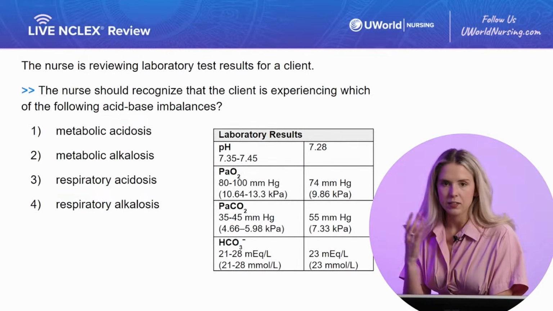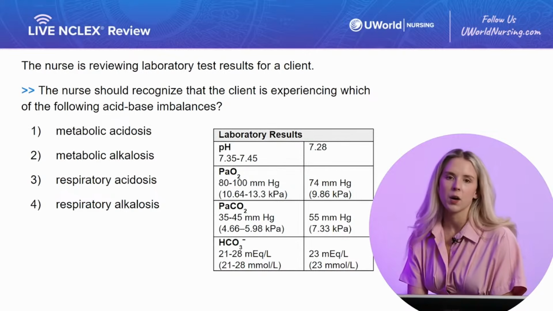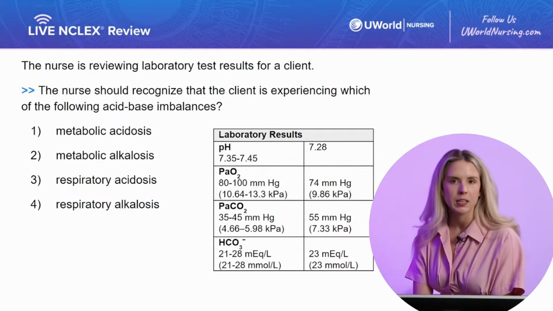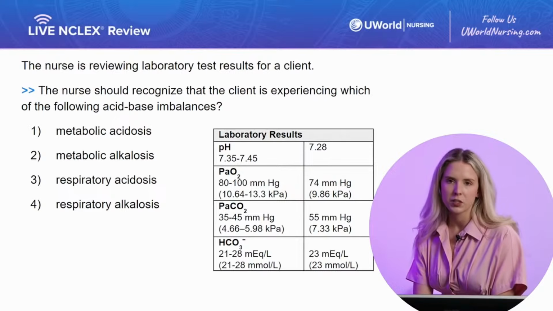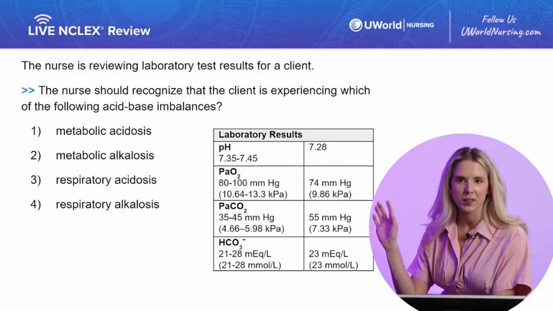Alrighty, so in this case, let's look at our values. The first and easiest place to start with is just that pH. So we know normal is 7.35 to 7.45. We're at 7.28. So is that high or is that low? That's going to be low, which means this is a state of acidosis. Okay, part 1 of 3, check, we're done, correct.